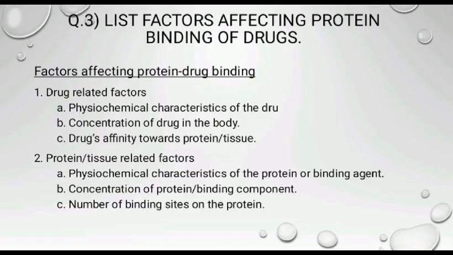Question 3. List factors affecting protein binding of drugs. Answer. Factors affecting protein drug binding. 1. Drug-related factors. A. Physiochemical characteristics of the drug. B. Concentration of drug in the body. C. Drug's affinity towards protein tissue. 2. Protein tissue-related factors. A. Physiochemical characteristics of the protein or binding agent. B. Concentration of protein binding component. C. Number of binding sites on the protein.